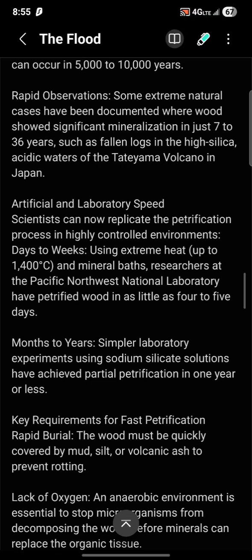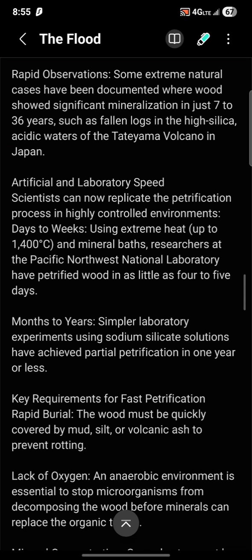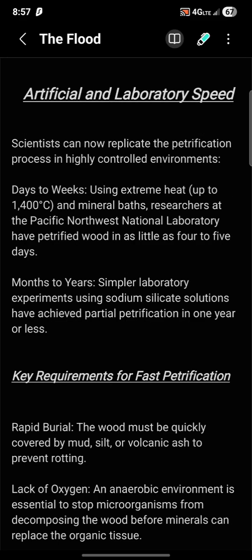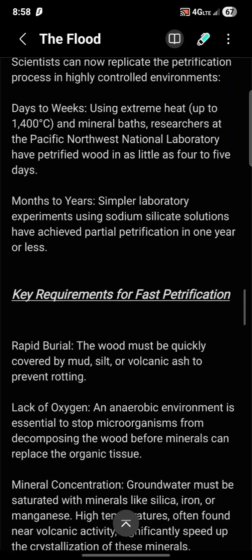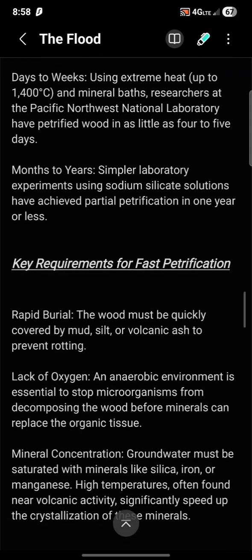Artificial and laboratory speed: scientists can now replicate petrification processes in highly controlled environments in days to weeks, using extreme heat up to 1,400 Celsius and mineral baths. Researchers at the Pacific Northwest National Laboratory have petrified wood in as little as 4 to 5 days, months to years. Simpler laboratory experiments using sodium silicate solutions have achieved partial petrification in 1 year or less.